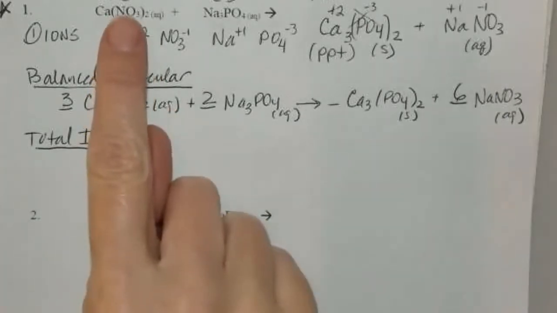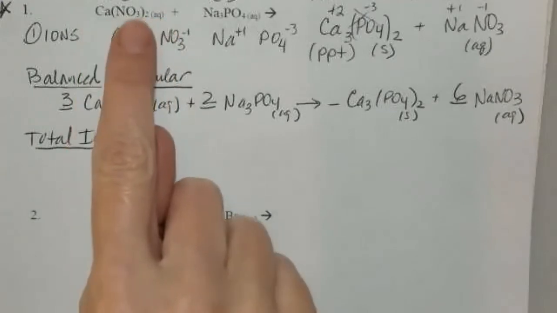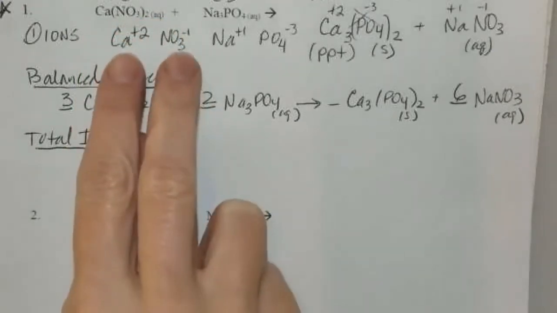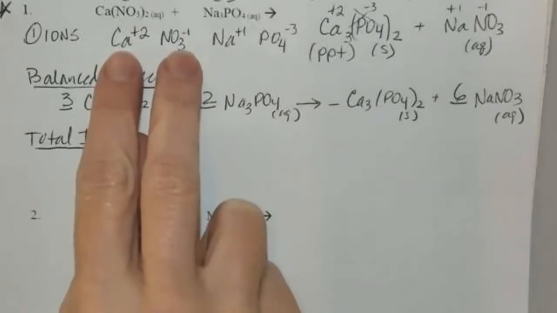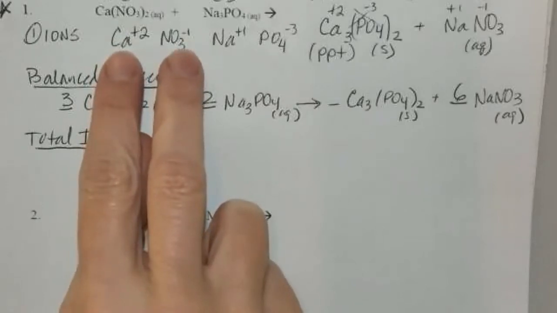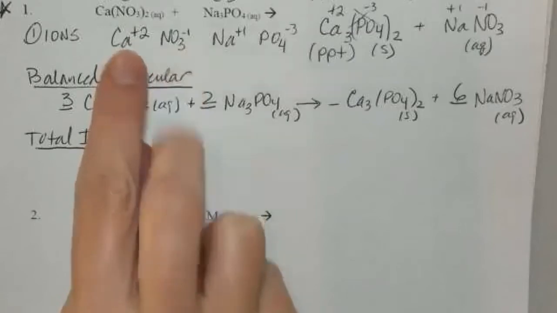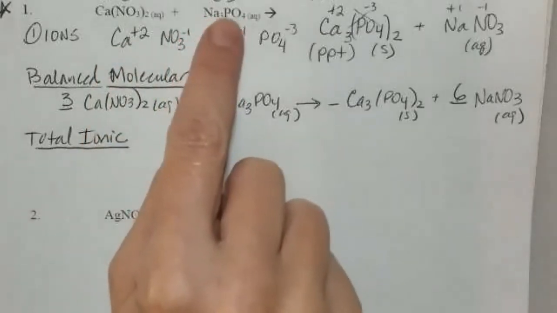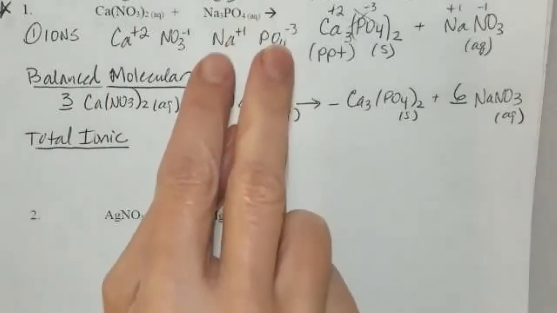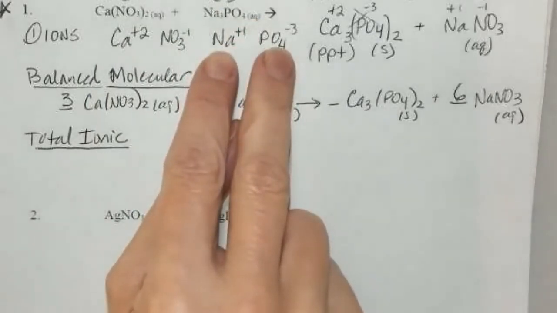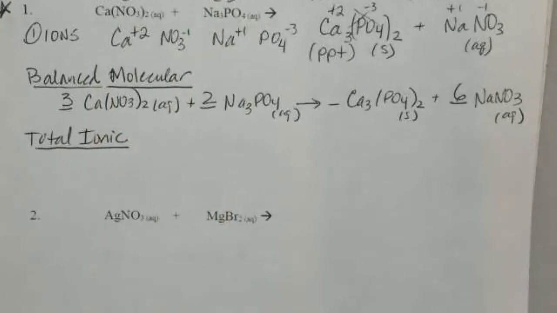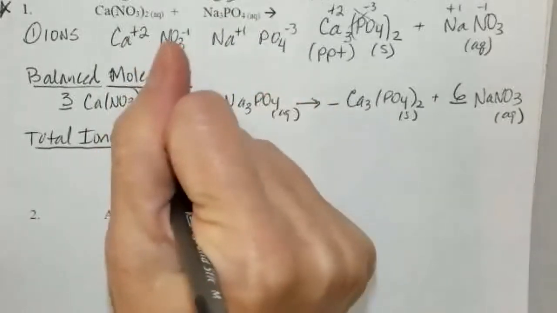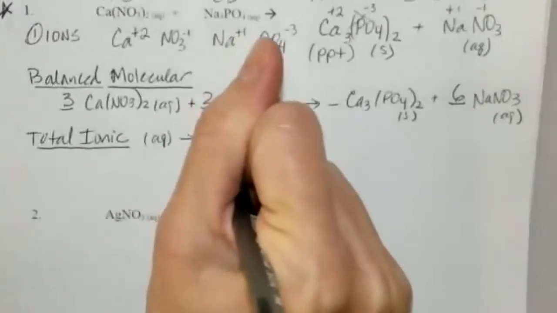When calcium nitrate dissolves in water, it really doesn't exist anymore. What exists are calcium ions and nitrate ions. That's what happens when an ionic compound dissolves in water: the ions dissociate, they split apart. Sodium phosphate really doesn't exist anymore once it dissolves in water. It exists as sodium ions and phosphate ions. So the ionic equation is going to express that. Instead of looking at calcium nitrate, it's going to say calcium ions and nitrate ions. So anything that's marked aqueous, we're going to break apart into ions.